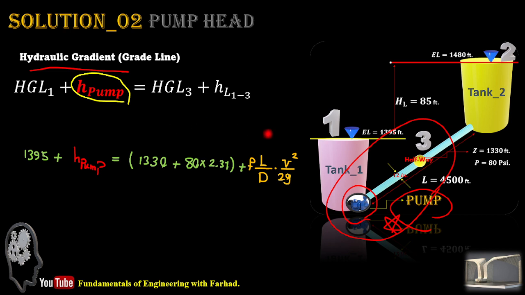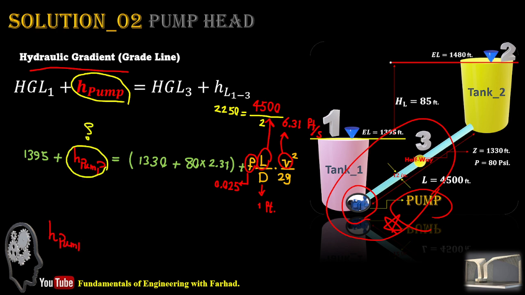The pump head is equal to the hydraulic grade line halfway through plus the head loss from 1 to 3, again halfway through. So the only unknown in this problem, because we already know the velocity from the other half, is just the pump head, and it gives us a head of the pump equal to 154.6 feet. Wow, that's a very interesting result.